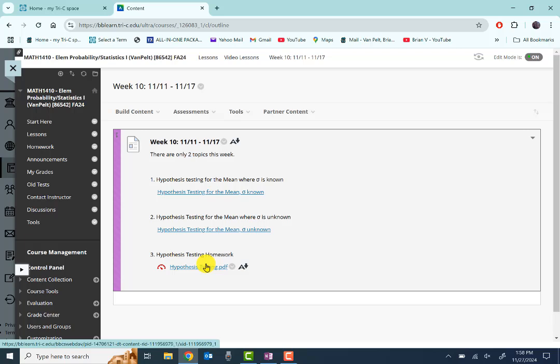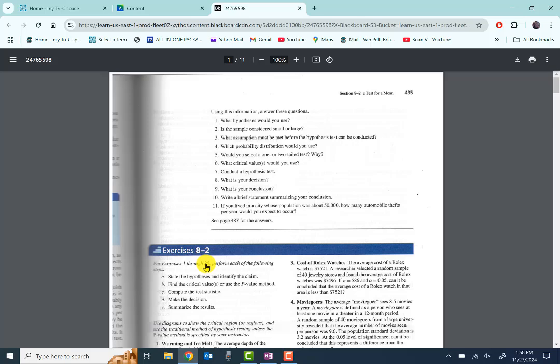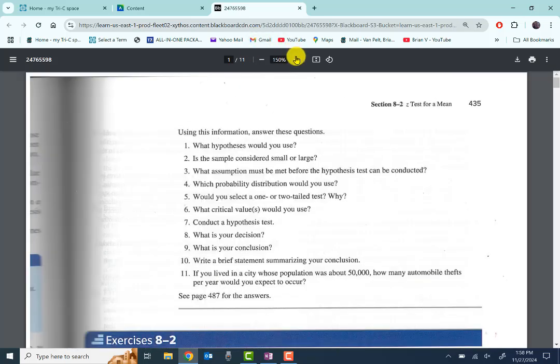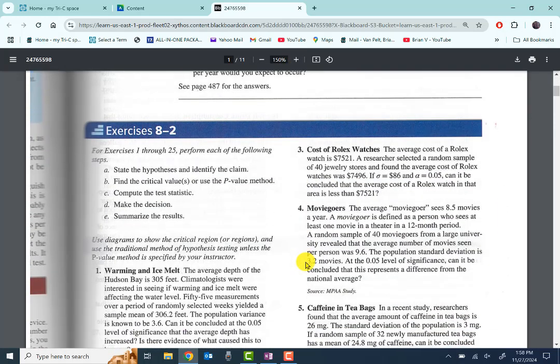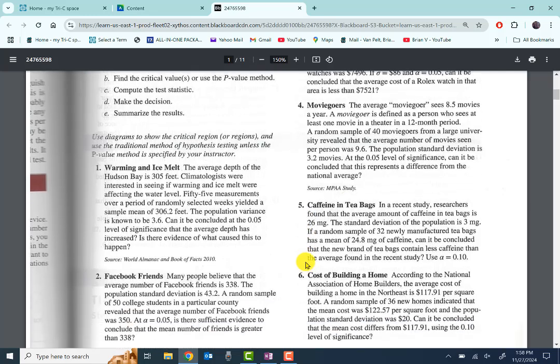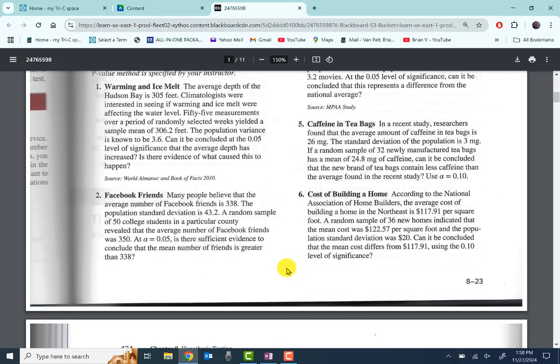I wanted to do some of the homework problems, or a couple of them at least, so that you could see how you can use Desmos to get your p-value very quickly. So let me click on the hypothesis testing homework, and let me make it bigger. And I'll just pick one at random here. I'm going to choose number 6.